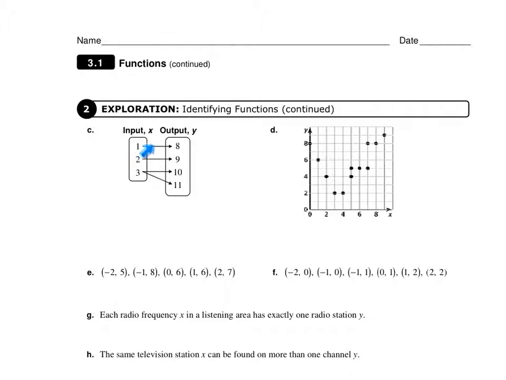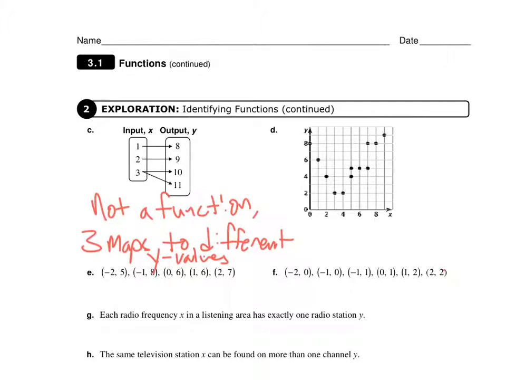How about this thing? This is a little different one. We call this a mapping. So 1 goes to 8, 2 goes to 9, 3 goes to 10, and then 3 also goes to 11. So we have the inputs going from left to right here, and 1 and 2 are good, but 3 wants to go to 2 different places, and that's not a function because 3 maps to 2 different numbers. So if we have a number that maps or goes to different y values, that's a problem.